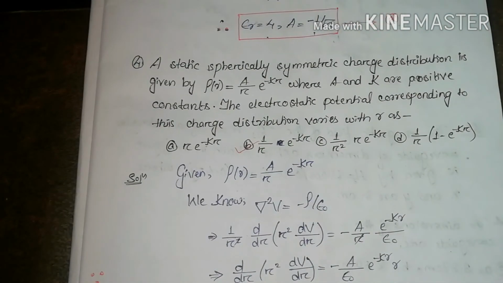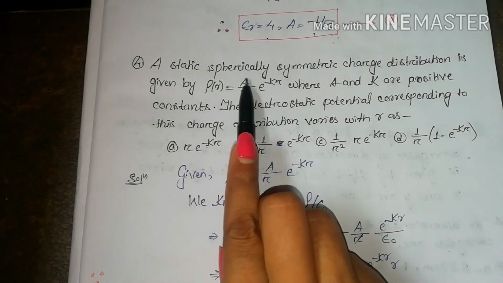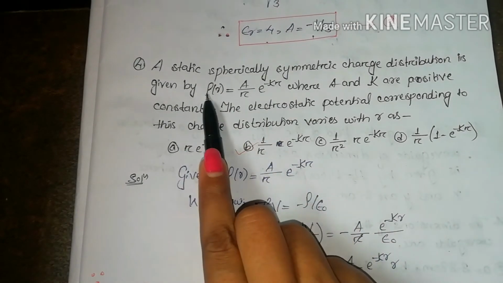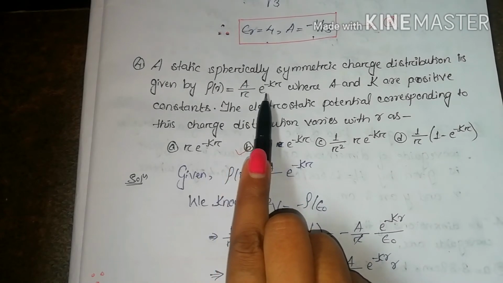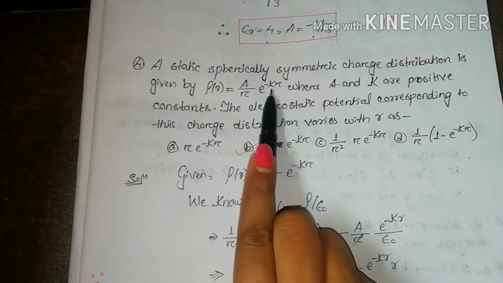Now let's come to the next question. A static spherically symmetric charge distribution is given by rho equal to a by r times e to the power minus kr. Here a and k are positive constants.